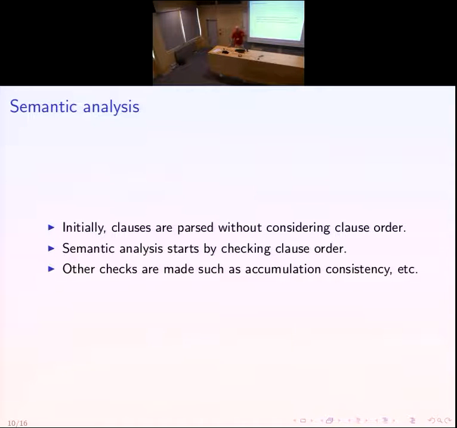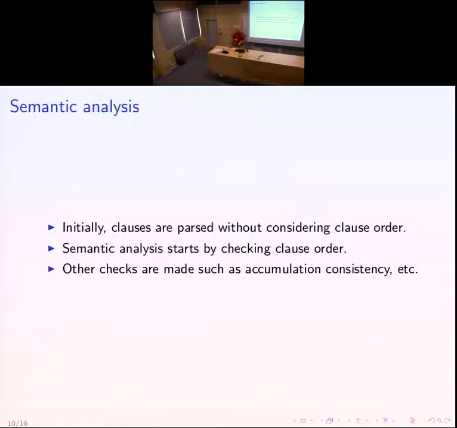So initially, I parse each clause into one of these instances without taking into account the restrictions on clause order. Why? Because it would fail to parse with some very strange error message saying, I don't recognize this keyword in this context. But by doing it this way, I have an explicit pass that checks the clause order, and I can actually give an error message that says you're not supposed to have a main clause before a variable clause.